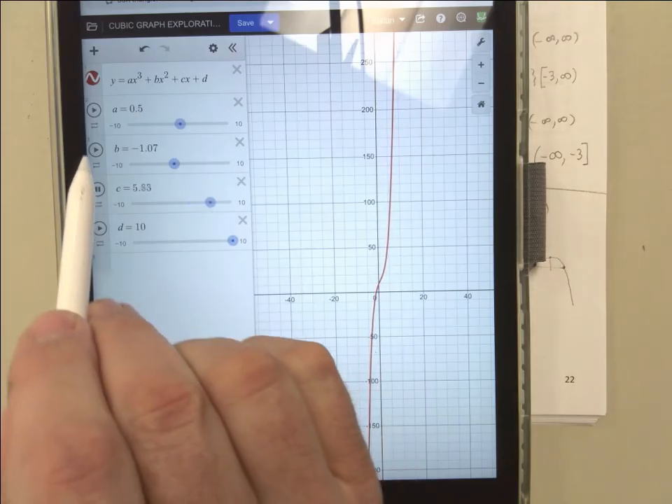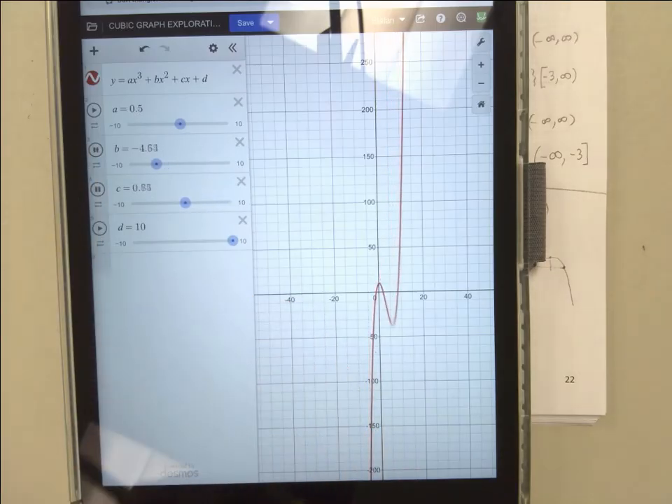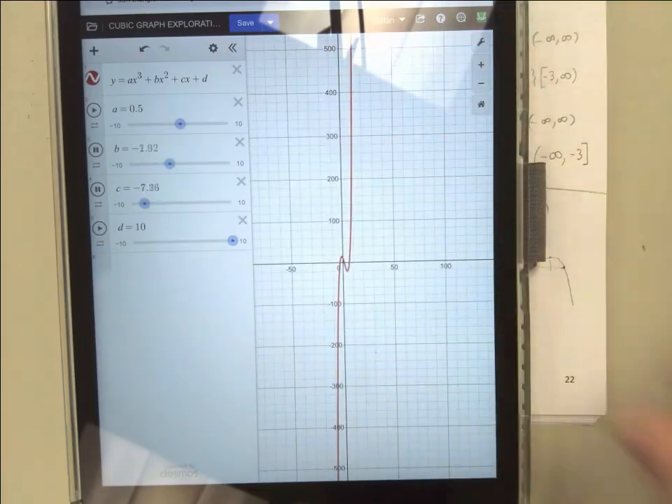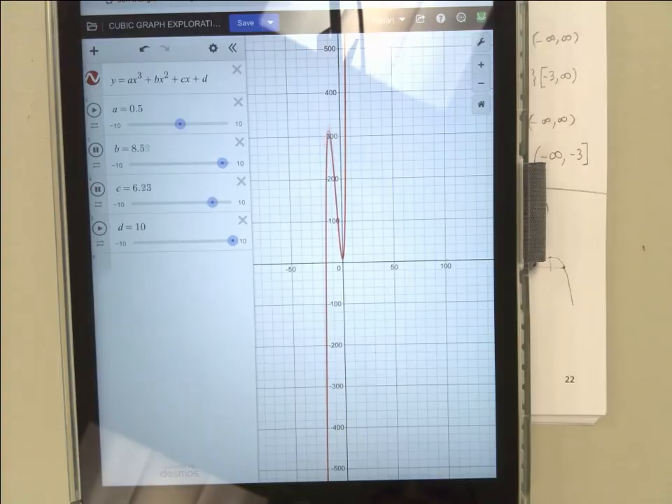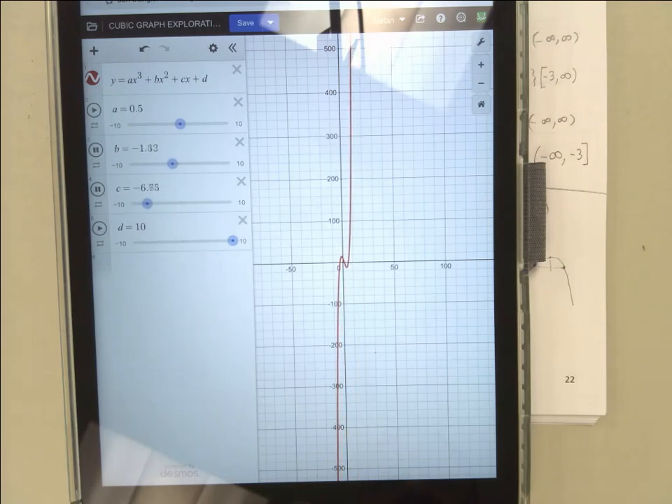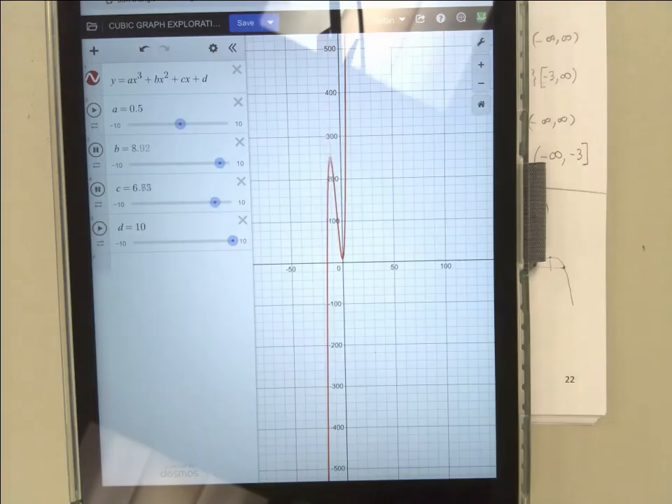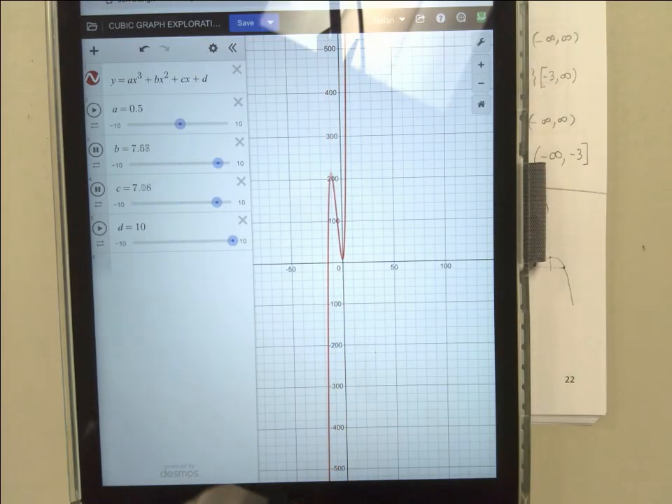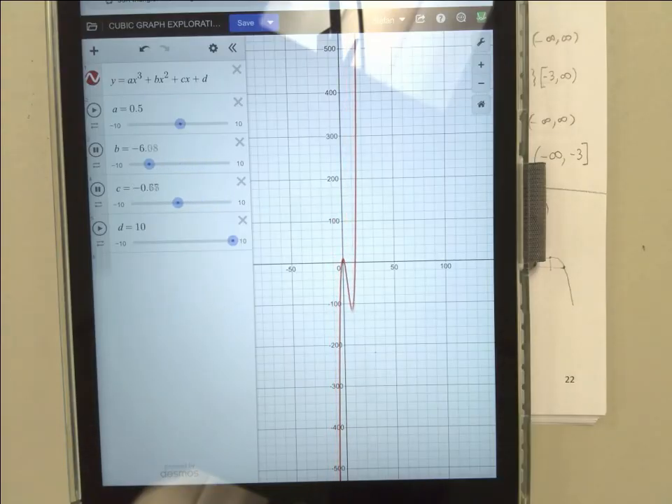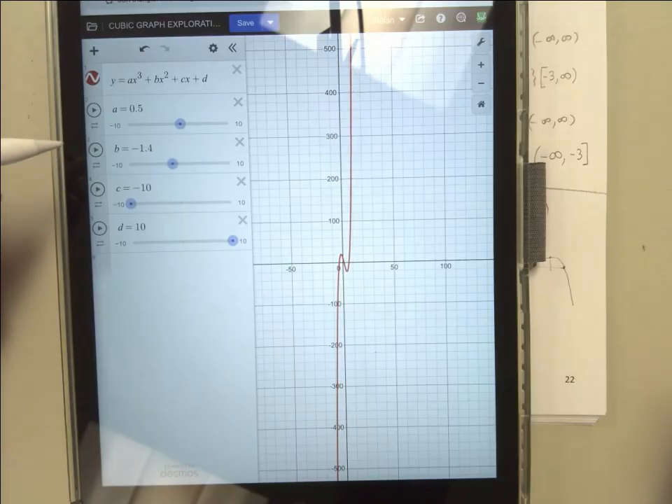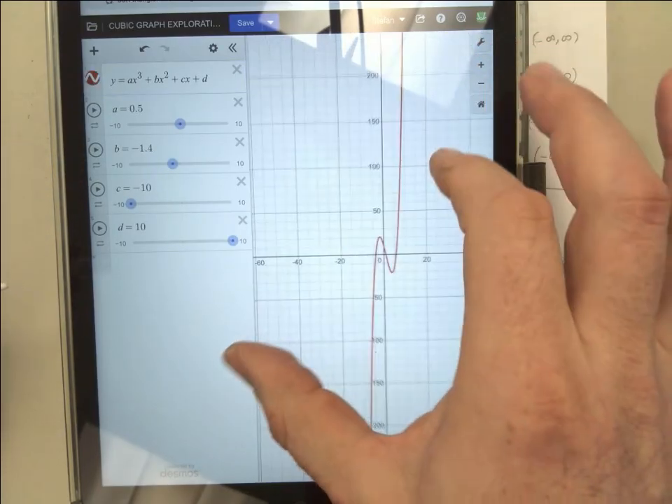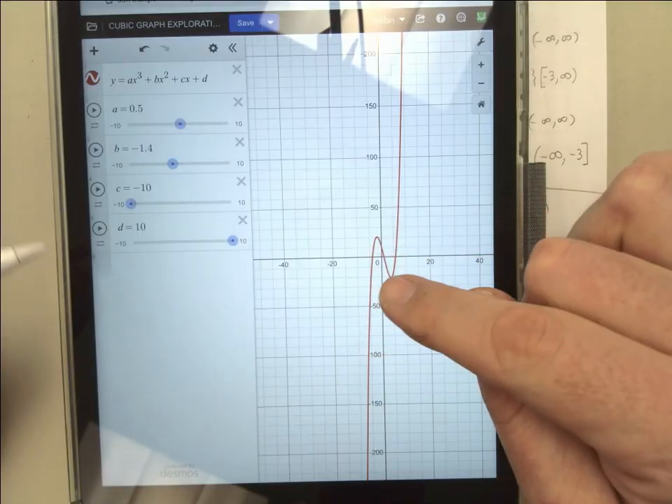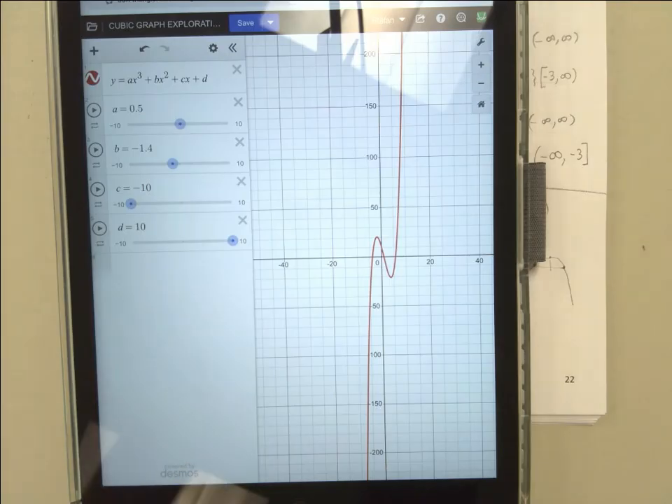I'm supposed to play them at the same time. It's almost like a screensaver. Okay? So B and C cause the bends. The turns, I should say. If B and C are present, I can guarantee you that this thing is going to have 2 turns. It's either 0 turns or 2 turns.